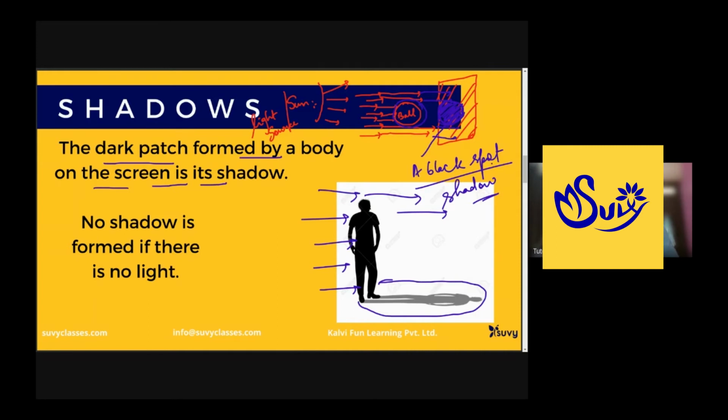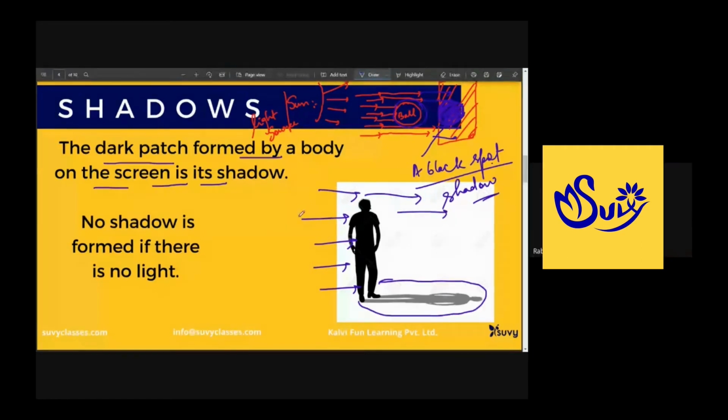What are shadows? Shadows are nothing but a dark patch, a dark spot that is formed when a body obstructs the path of light. Now, for example, if there is no light, then there will be no shadows. Aditya, do you observe any shadows in a dark room? No, sir. Yeah, very obviously.